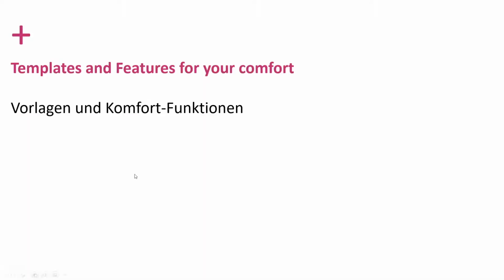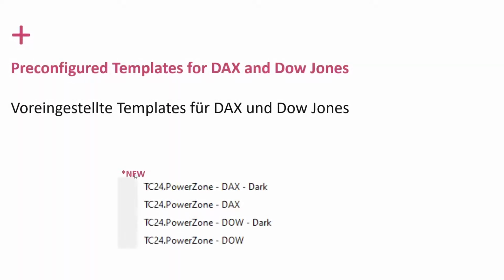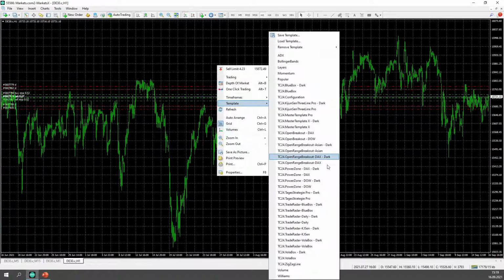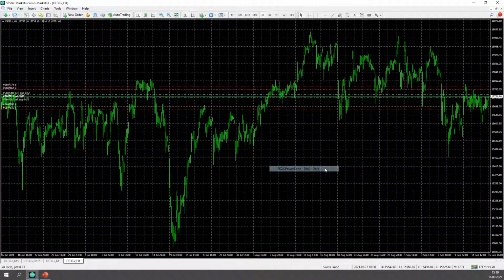So for your comfort, we also have some features. There is always a bright and a dark theme, so you can also go on the dark side of the magic. Yeah, so you can also use a dark one.